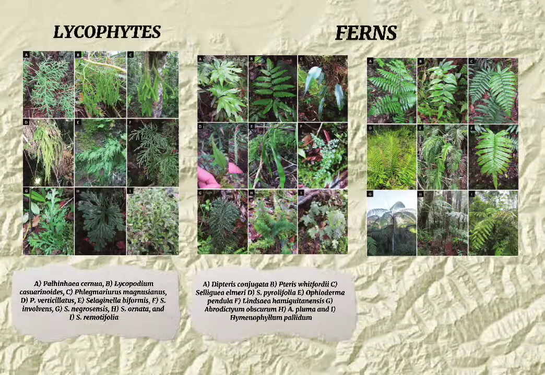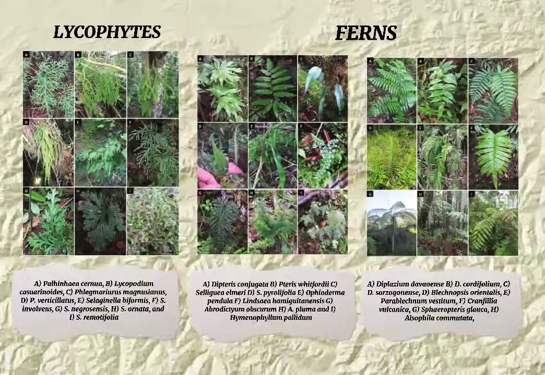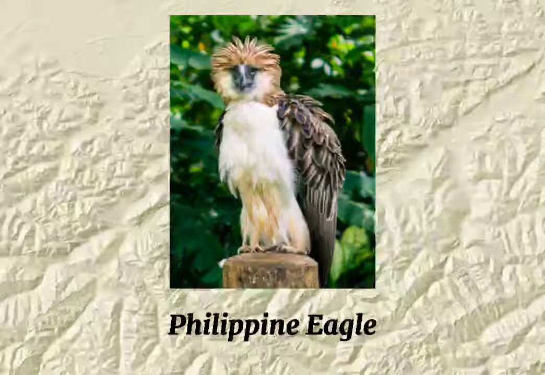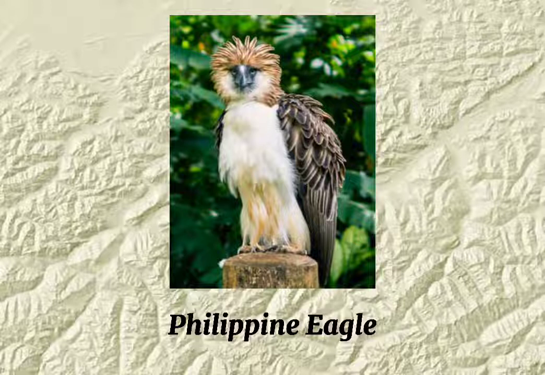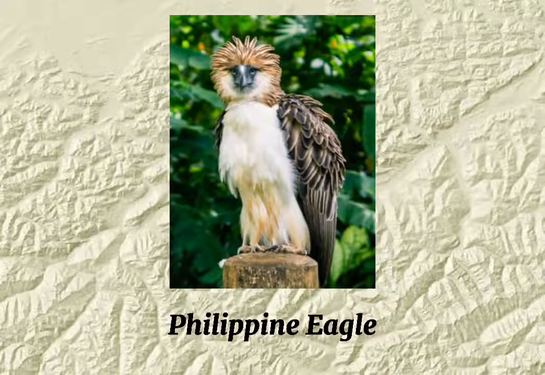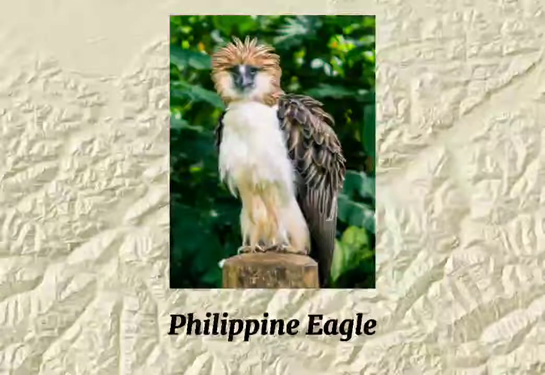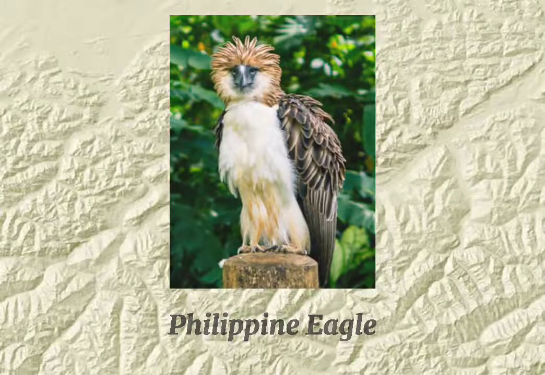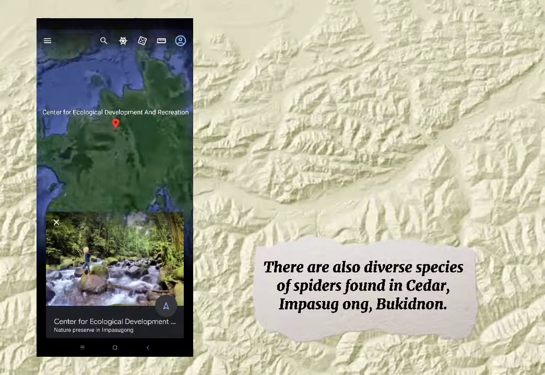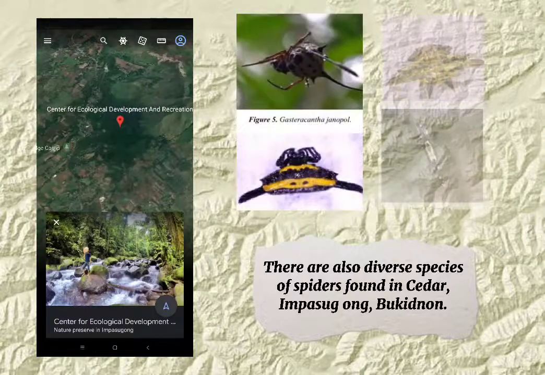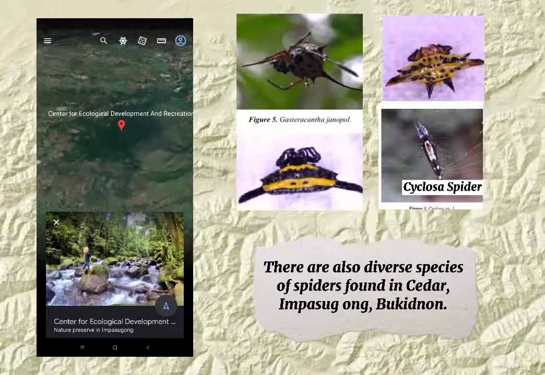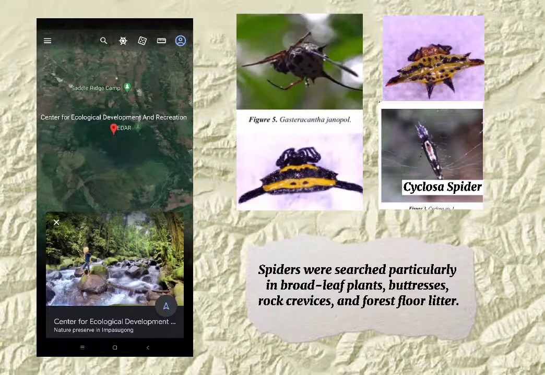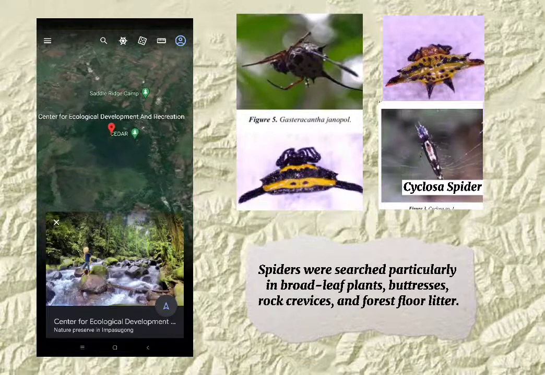These are the diverse lycophytes and ferns found in the Mt. Tago Range. There is a recent report that the Philippine eagle is found nearby. It is likely that many of the threatened and restricted-range species of the Mindanao and Eastern Visayas Endemic Bird Area occur there, and the avifauna may prove to be similar to that of nearby Mount Kitanglad. There are also diverse species of spiders found in their microhabitats in Impasug-ong, Bukidnon. Spiders were searched particularly in broadleaf plants, buttresses, rock crevices, and forest floor litter.